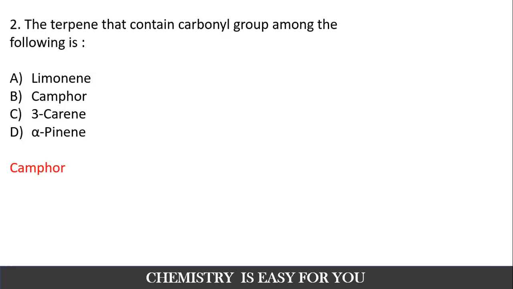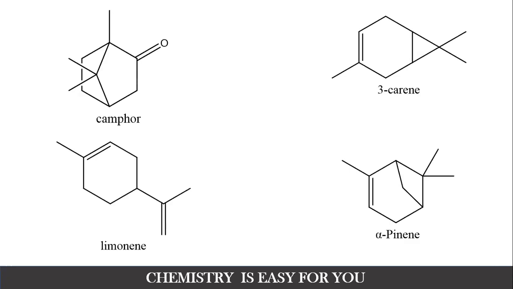The terpene which has a carbonyl group is camphor, and we can see why, because these are the structures of all the four options that are given. We can see that camphor is the one which has a carbonyl group attached to it. Soon I'll be doing a video covering all the structures and tabulating all the important information that you need from all these parts, like terpenoids and all the biomolecules. Okay, so we'll go to the third question now.